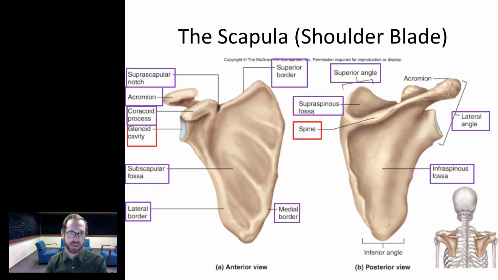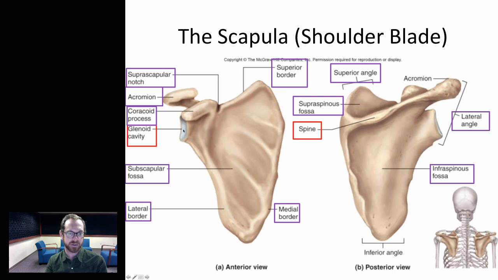Next bone we've got is the scapula. The scapula is also called your shoulder blade, and it's a posterior bone. There are a bunch of features here. Let's first go over these red features.